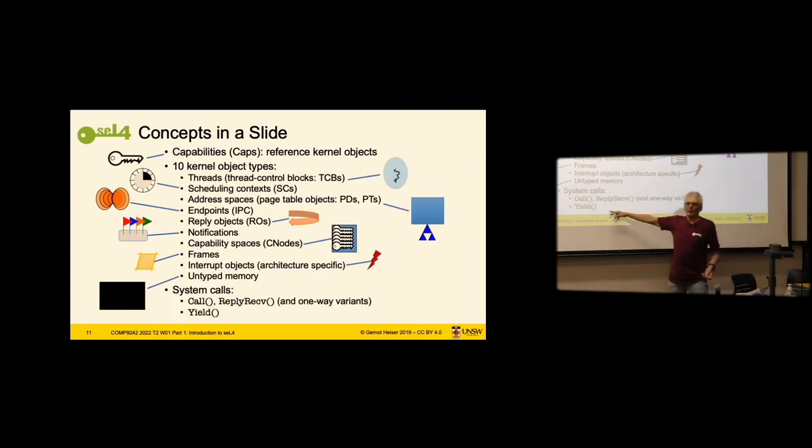And then the special one is yield, which just means give up your time slice. And that's an unclean one because it's not authorized by a capability. I haven't got a clean way to do that yet.